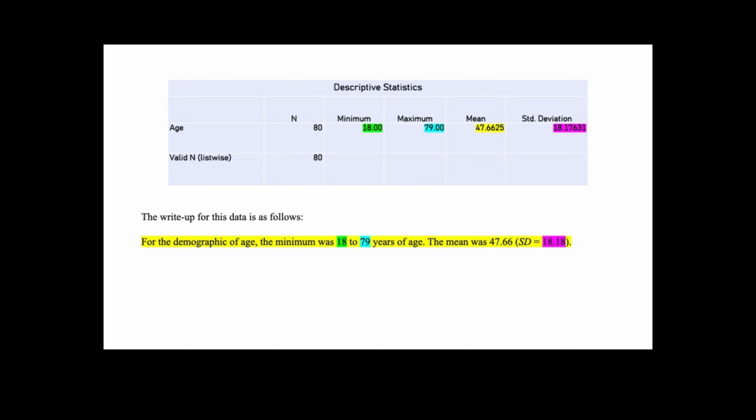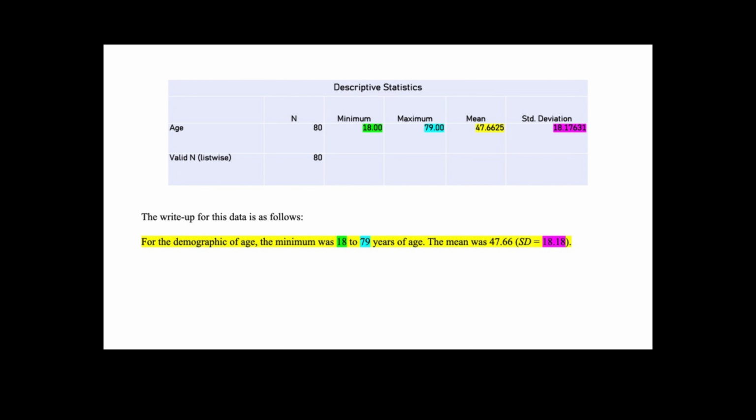This is the actual write-up for this one right here, which is for the demographic of age, comma. The minimum was 18, the maximum was 79, so it's 18 to 79 years of age. That's for readability. You want it to be able to read well. And the mean was 47.66, and in parentheses here, italicized, SD, space, equal sign, space. And I will send you back if you don't put the space.